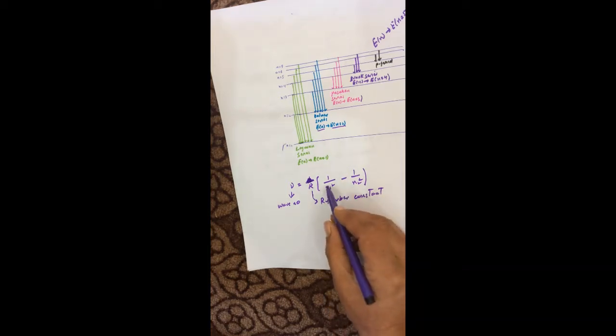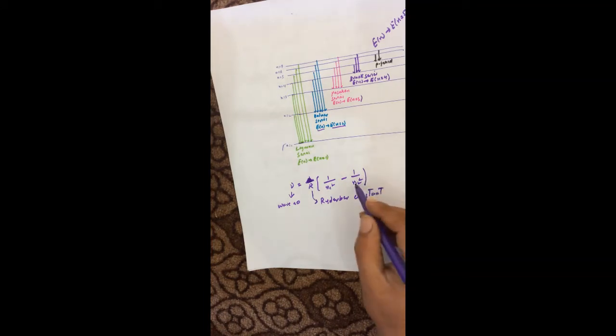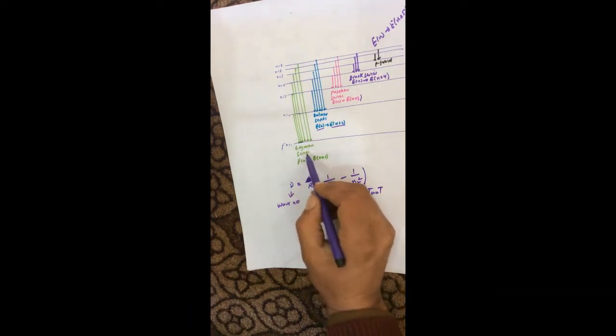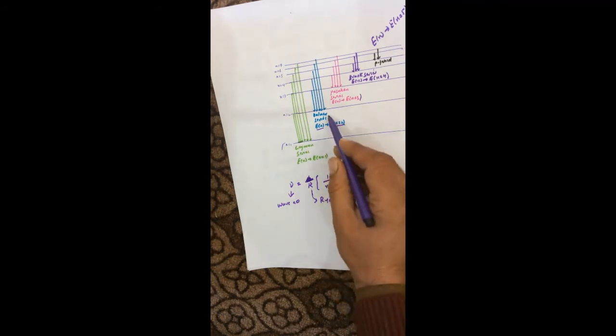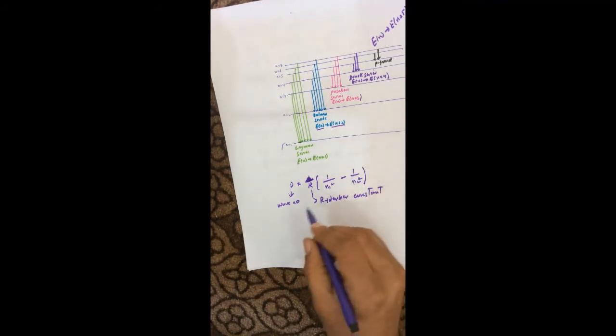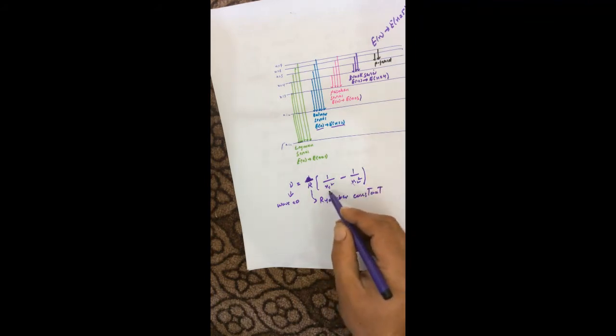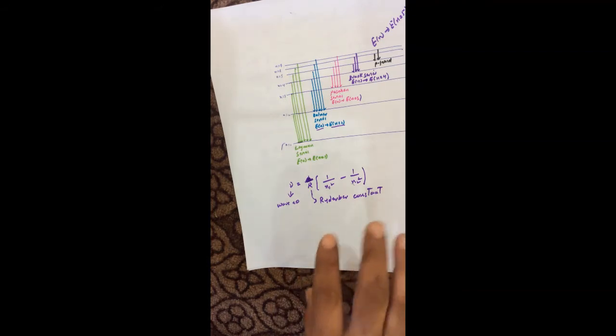Like n1 is the principal quantum number of the energy level where the electron makes transition from n2, which is the principal quantum number of the higher energy state. N1 is equal to 1 for the Lyman series. For the Balmer series, n1 will be 2 and n2 will be 3, 4, 5, 6. For the Paschen series, n1 will be 3 and n2 will be 4, 5, 6, 7. And for the Pfund series, n1 will be 5 and n2 will be 6, 7, and so on. So this is all about the hydrogen spectrum.